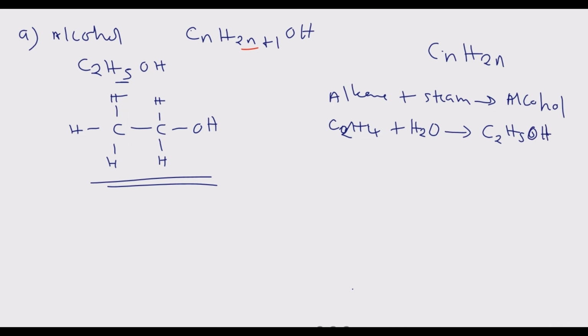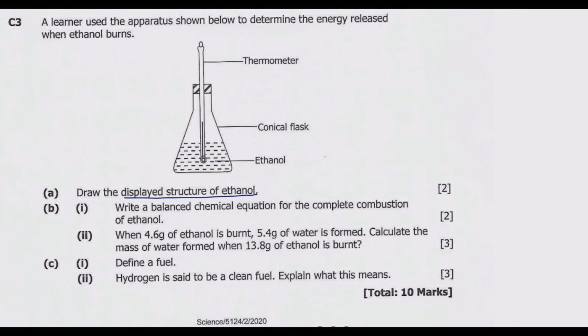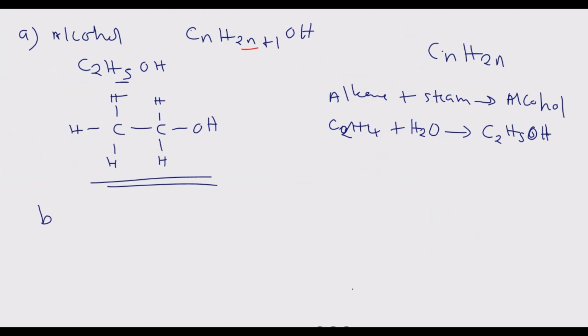It's very important that you know these principles because you might be asked any question. Question B: write a balanced chemical equation for the complete combustion of ethanol. That's what the question wants us to do. So this is B Roman numeral 1. The key principle is noting that alcohols burn in plenty of air to give two products, which are carbon dioxide and water. You need to know that key principle.